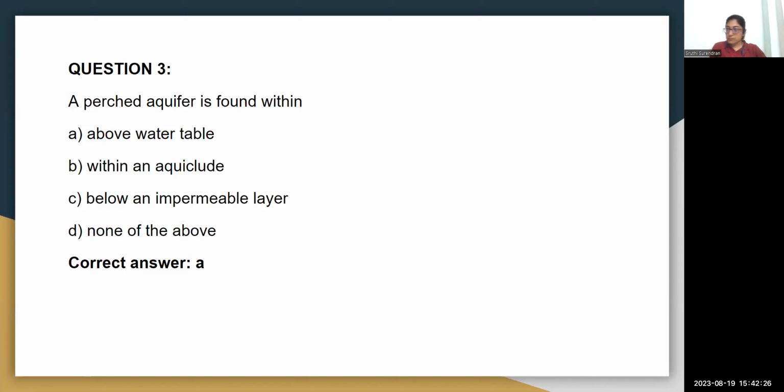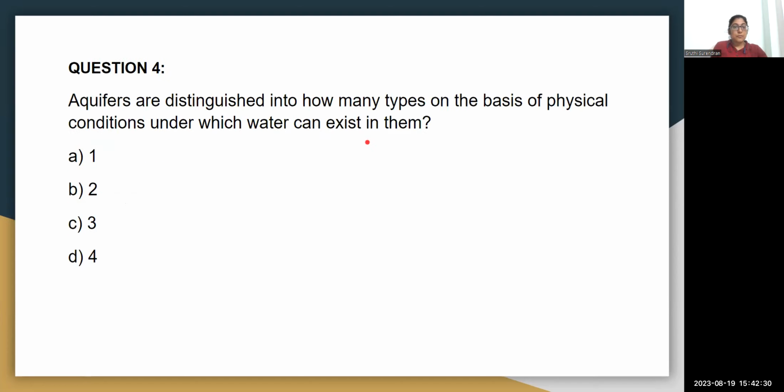Okay. Fourth question: aquifers are distinguished into how many types on the basis of physical conditions under which water can exist in them? How many types of aquifers are there is the question.